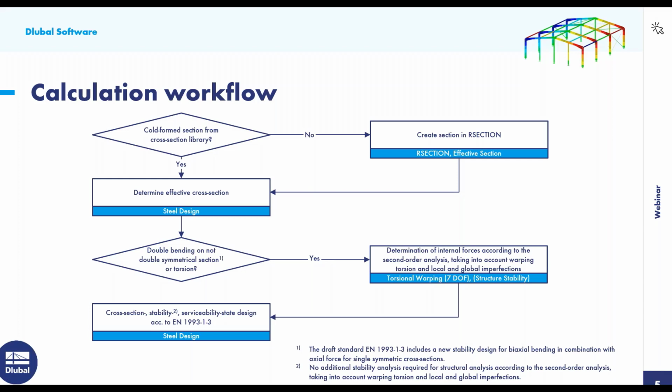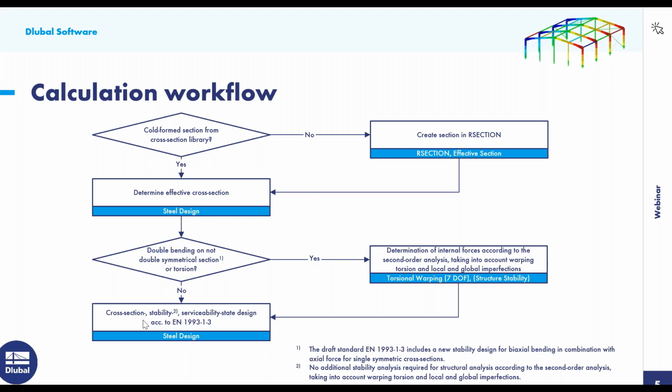If there is no double bending at the non-doubly symmetric cross-section or torsion, the stability design can be carried out using the methods described in the standards. In addition, cross-section checks and serviceability limit checks are also possible. Stability design checks and serviceability design checks are not implemented in steel design right now, but we are working on it.